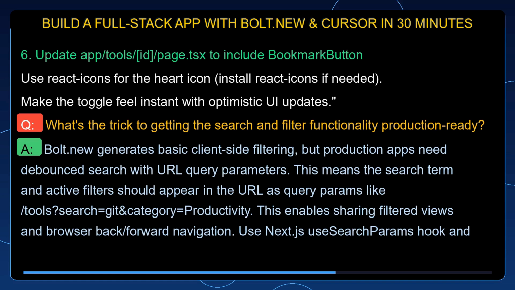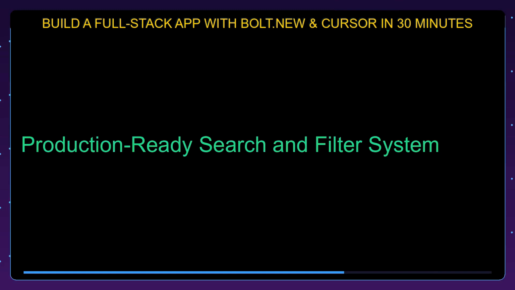Bolt.new generates basic client-side filtering, but production apps need debounced search with URL query parameters. This means the search term and active filters should appear in the URL as query params like /tools?search=git&category=productivity. This enables sharing filtered views and browser back/forward navigation. Use Next.js useSearchParams hook and a 300 millisecond debounce on the search input to avoid excessive re-renders. Production-ready search and filter system.